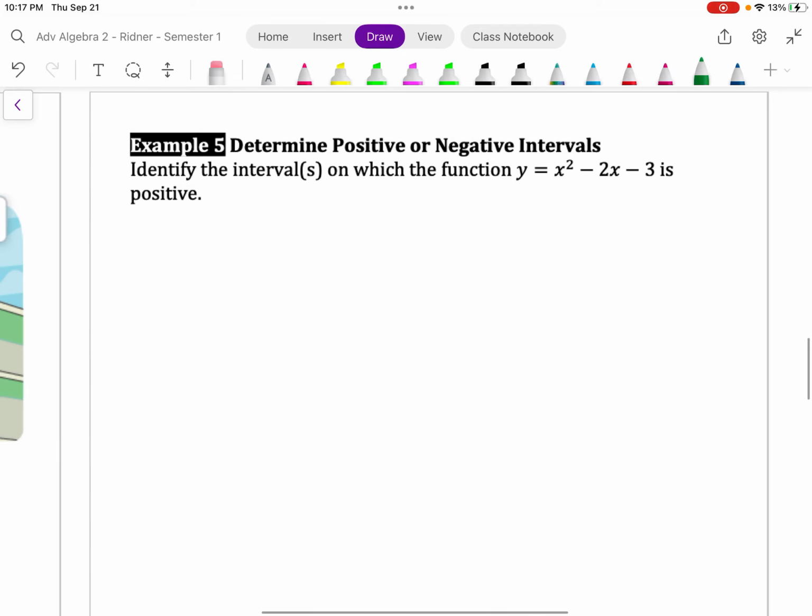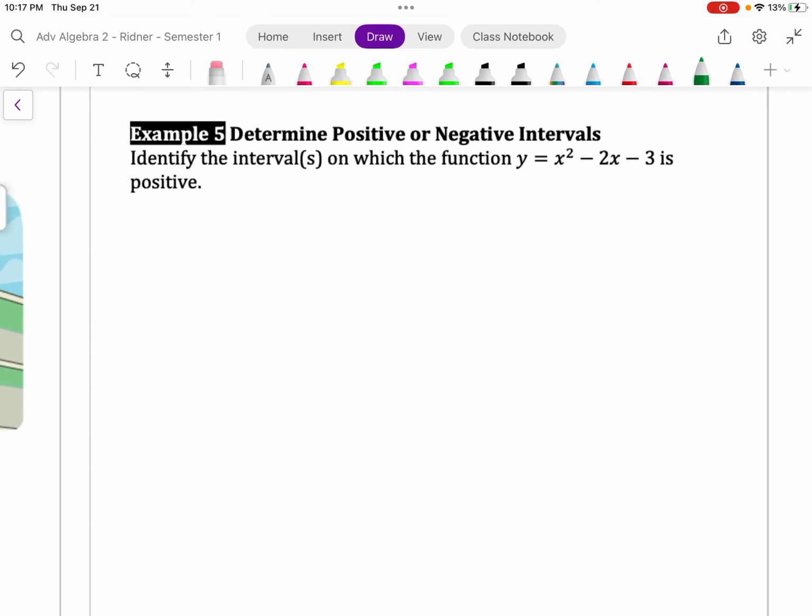All right, example 5, we're going to determine positive and negative intervals. You've done this before. You could graph this, look for the x-intercepts, and give me the answer that way. Perfectly acceptable way to do this. But let's tie in what we've been doing. So these x-intercepts that we find, how can we use that to find our intervals?